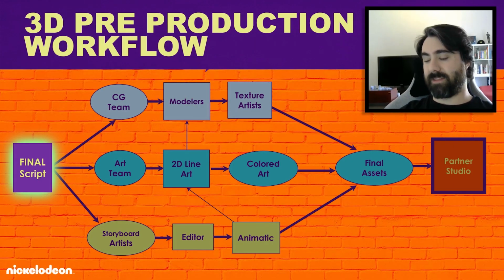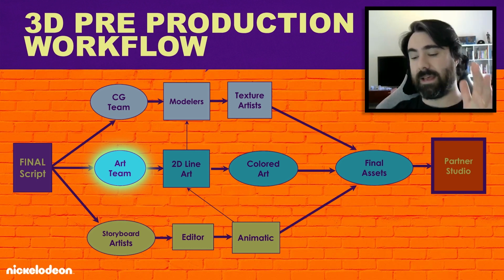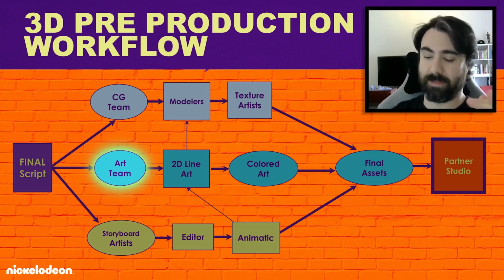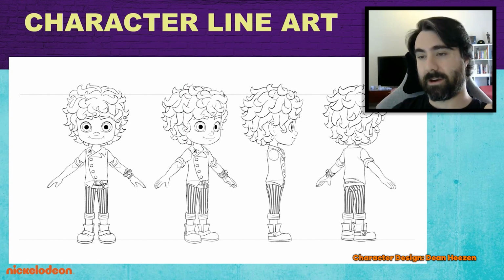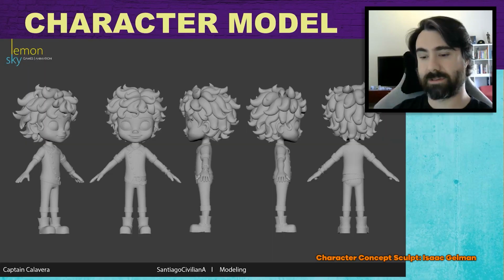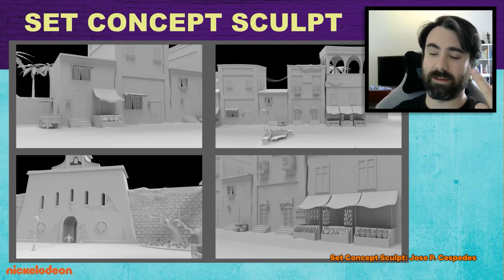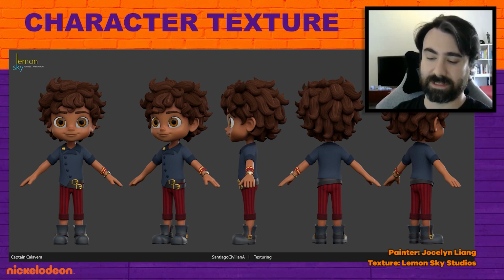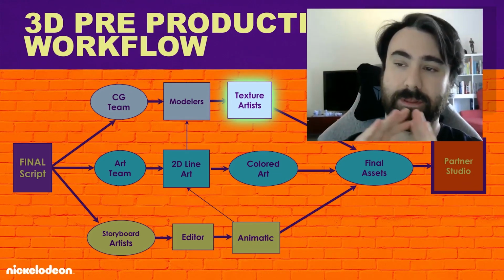Once we have that list of stuff that we need to build, usually an art director has below them a prop designer, a character designer, and a set designer. They go through a process where they're making 2D line art for the props, the characters, and the sets. Then that line art becomes colored art. The line art goes to modelers so that they can make the characters, the props, and the sets. And then the color art goes to the texturing side where they'll be painting all of the modeled objects once they're modeled.